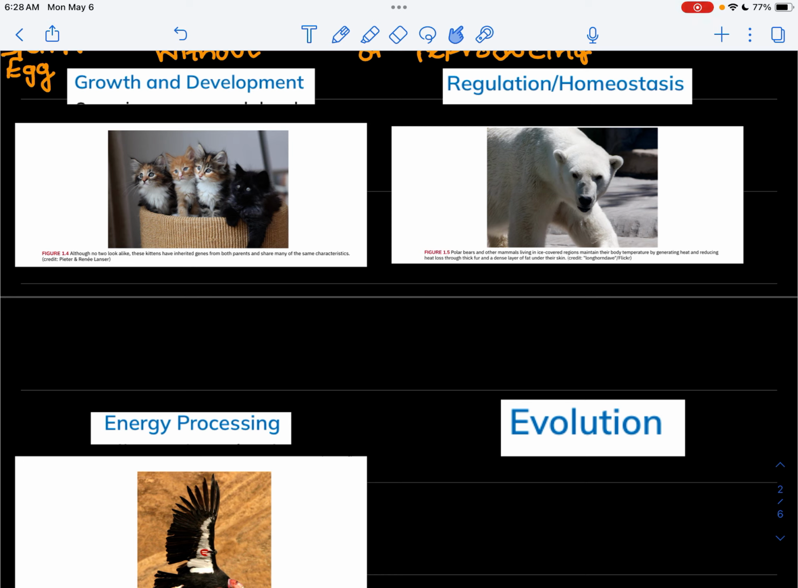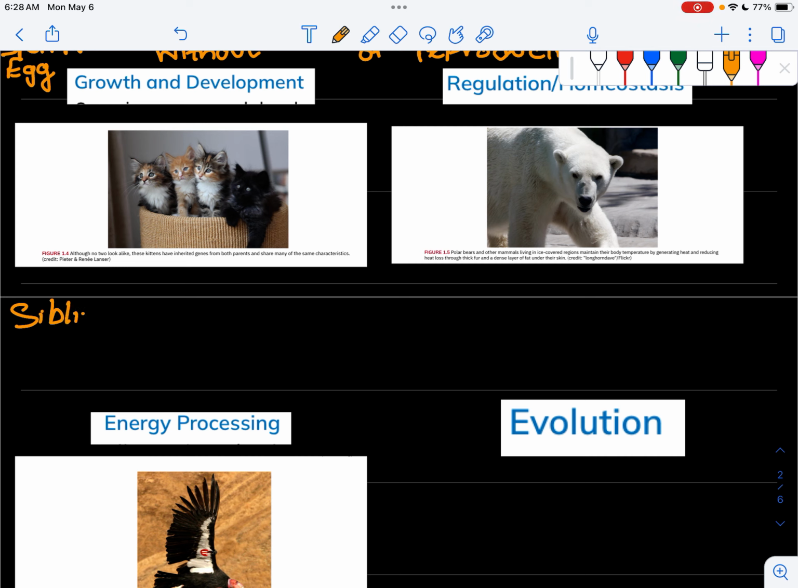Although no two look alike, these kittens have inherited genes from both parents and share many of the same characteristics. So what do you think that means? Maybe you have siblings, and maybe your siblings came from the same mom and the same dad. Do you and your sibling look alike? I have 2 siblings, and neither of us look alike. And why don't we look alike?